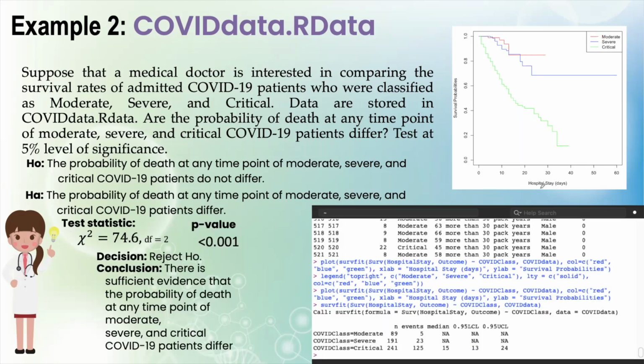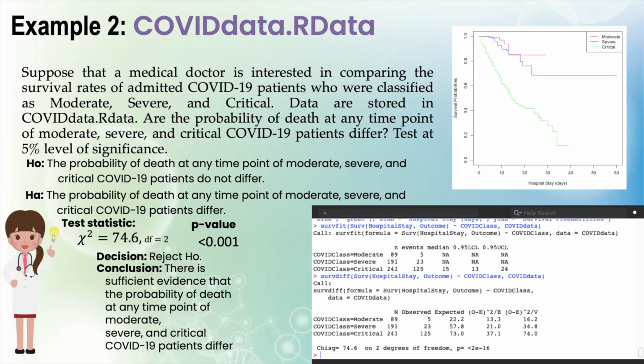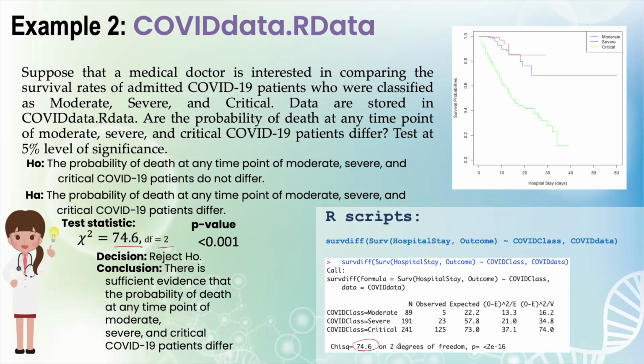Now, next we have the survdiff function. We have survdiff parenthesis Surv hospital stay, comma, outcome, and then still after tilde we have the COVID class. And we see that the chi-square test is 74.6 with degrees of freedom of 2. Since we have 3 groups here, minus 1, so that's 2 degrees of freedom. And the p-value is less than 0.001.